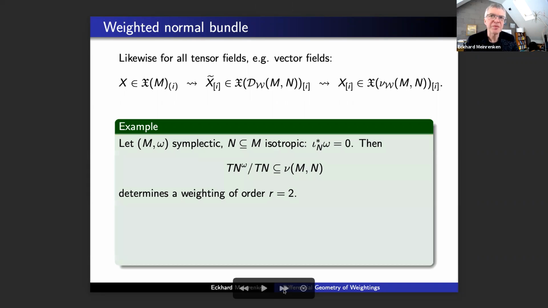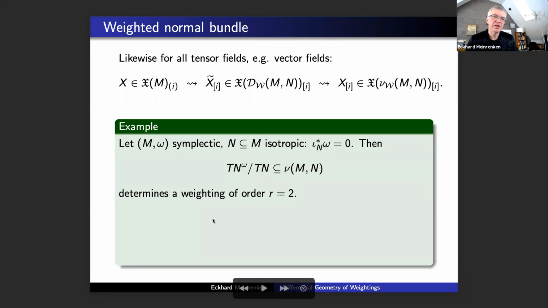Okay, so here's one example from symplectic geometry. So if you have a symplectic manifold and an isotropic submanifold, which means that the symplectic 2-form vanishes along n, then one gets a subbundle of the normal bundle. Namely, there's this subbundle Tn omega, which is all the vectors that are omega orthogonal to the tangent bundle of n. And that contains Tn, so you can take the quotient. So that's the subbundle of the normal bundle. And as I had mentioned earlier, whenever you have a subbundle of the normal bundle, there's a corresponding weighting of order 2. So this you have here.